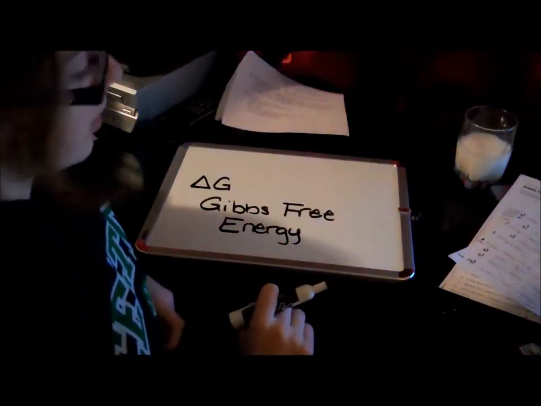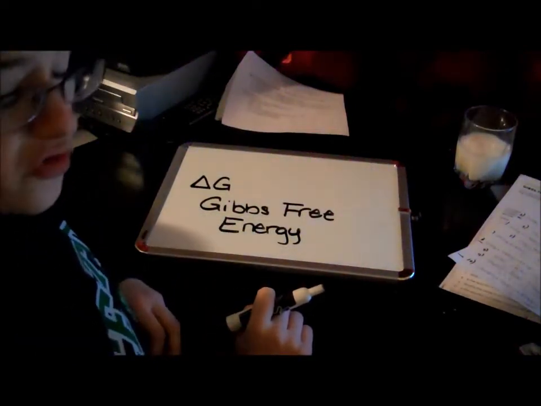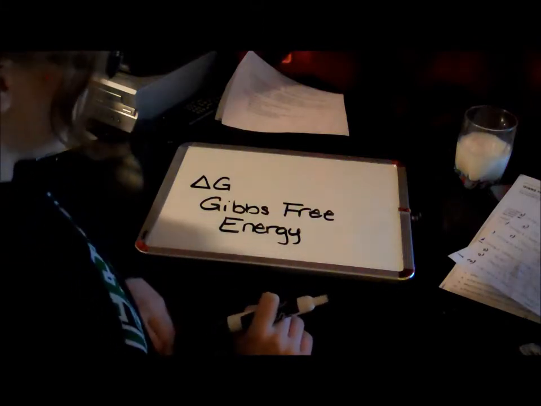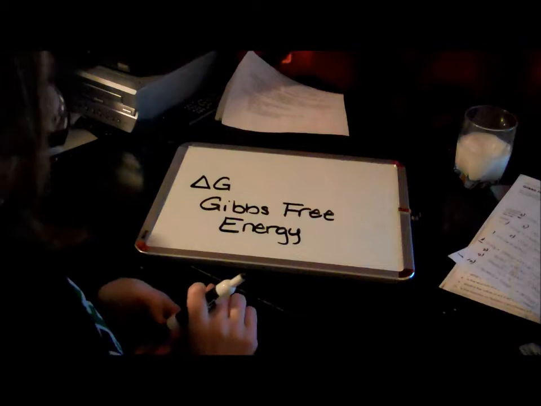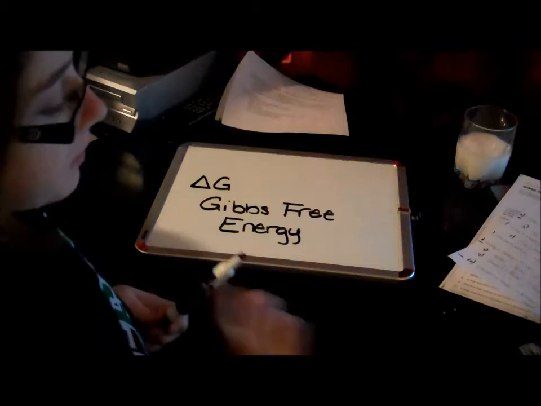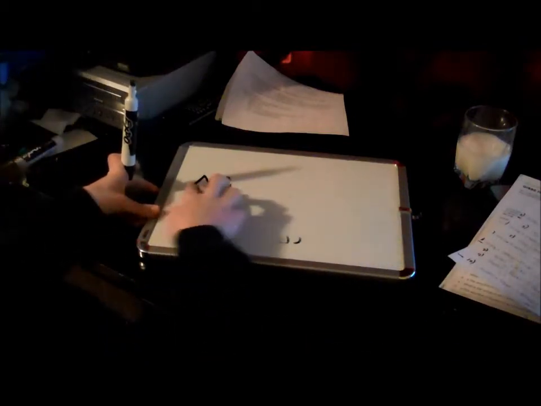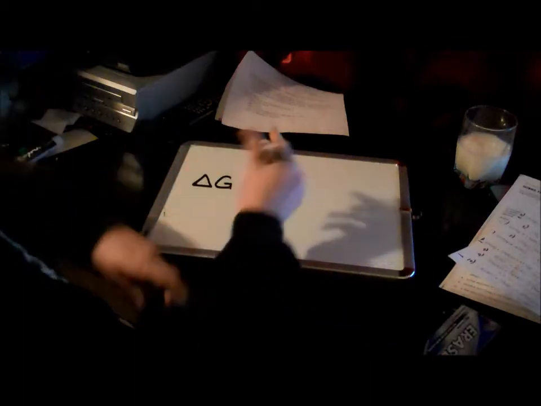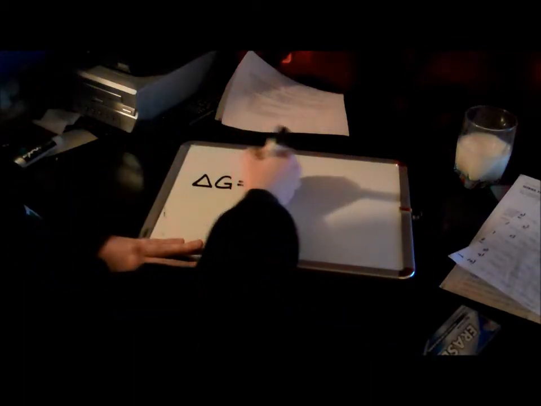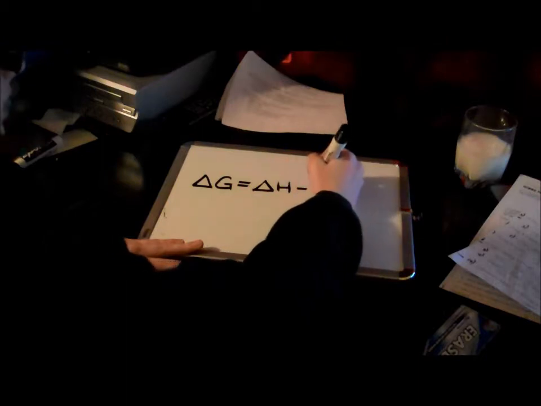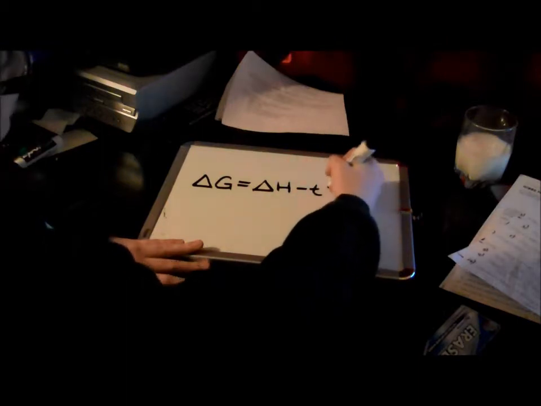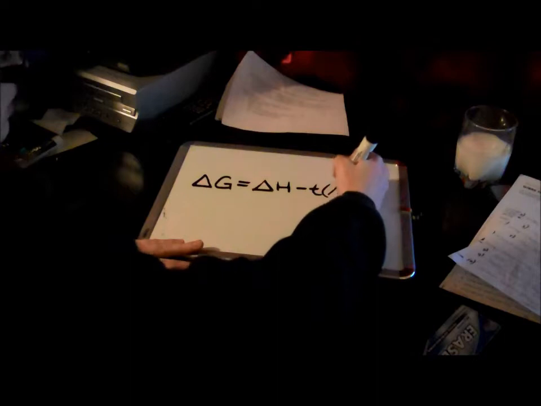Okay, I'm back with another quick lesson about Gibbs Free Energy. Gibbs Free Energy is basically the available energy that you have in a reaction. So the formula for Gibbs Free Energy is delta G equals delta H minus the temperature in Kelvin times delta S.